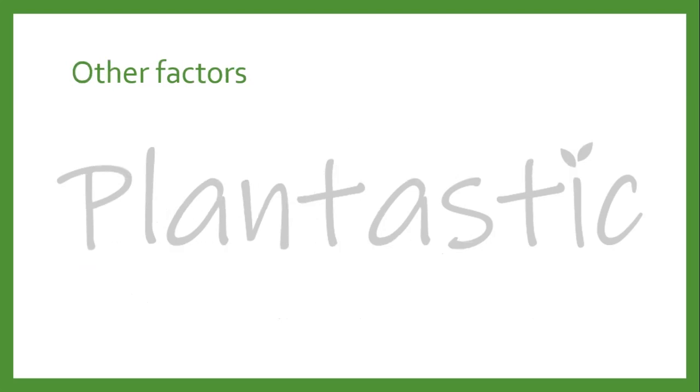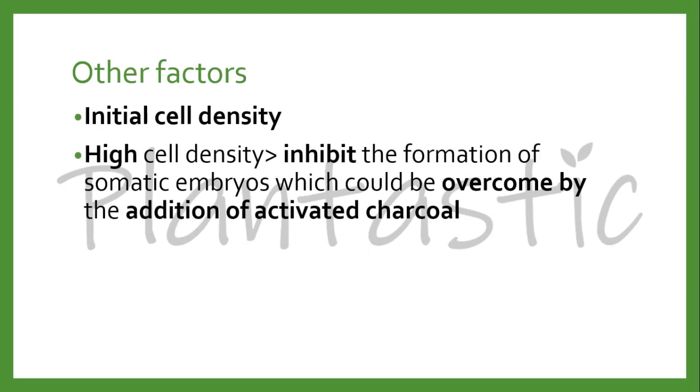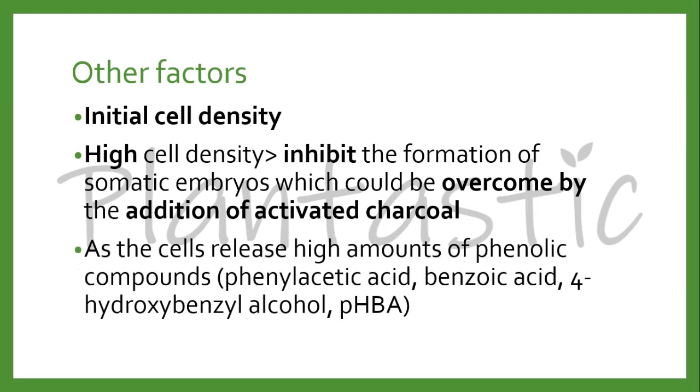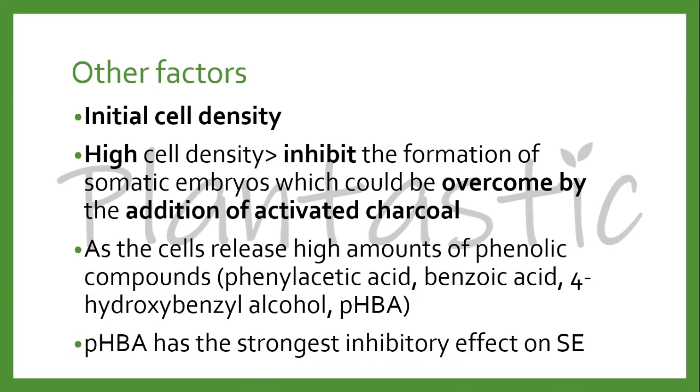There are some other factors that will influence the regeneration activity, in which it could be the initial cell density, whereby high cell density will inhibit the formation of somatic embryos, which could be overcome by the addition of activated charcoal. This is because the cells release a high amount of phenolic compounds like phenylacetic acid, benzoic acid, and 4-hydroxybenzoic alcohol. PHPA has the strongest inhibitory effect on somatic embryogenesis. Therefore, it is better to incubate the cells at lower cell density.